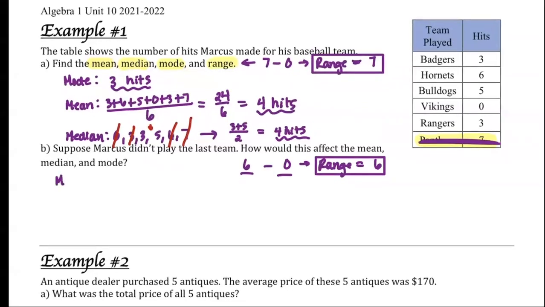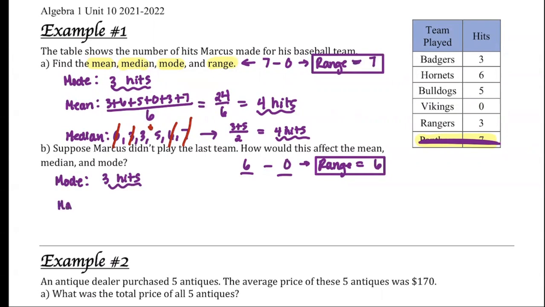If I'm going to start by finding my mode, my mode is actually unaffected because we still have 2 games here with 3 hits. And that still occurs more than all of the other data points. But it does change what my mean and my median are going to be.